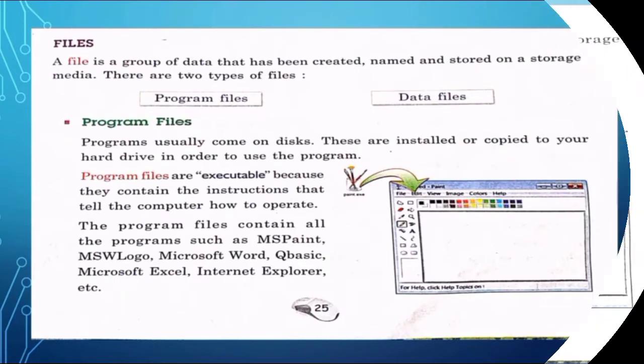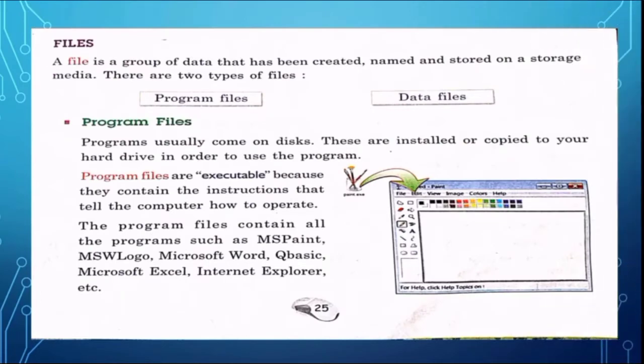So next is files. What is a file? A file is a group of data that has been created, named and stored on a storage media. Okay. What is a file? A group of data which we can create, give a name, and store in storage devices. So there are two types of files. First is program files, second is data files.